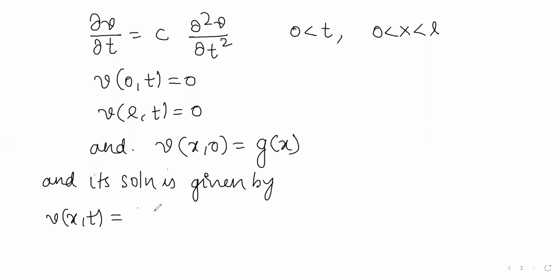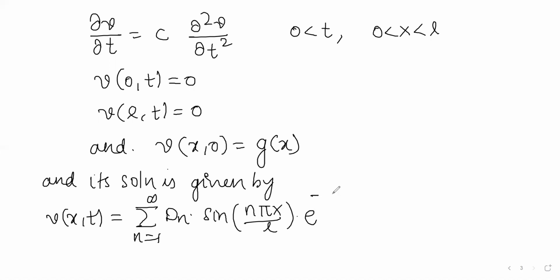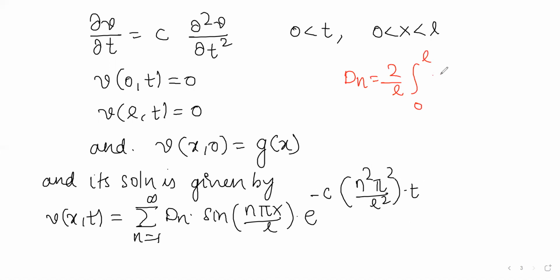So v(x,t) will be the summation from n equals 1 to infinity of d_n sine(n pi x over L) e to the power minus c squared n squared pi squared over L squared into t, where this d_n is given by 2 over L, integral 0 to L of g(x) into sine(n pi x over L) dx. This d_n component will be substituted here.